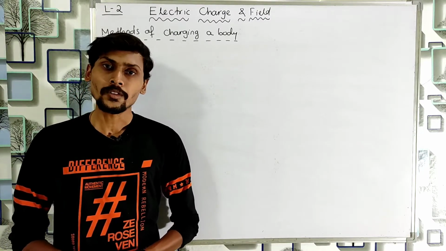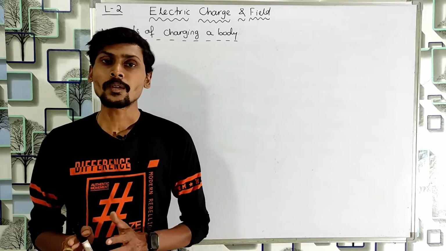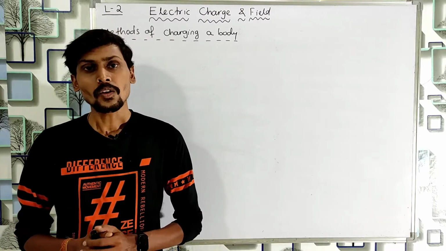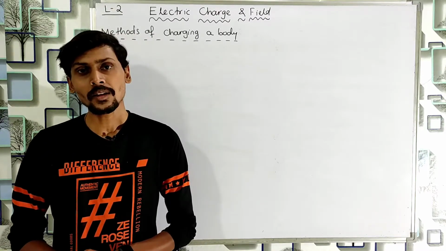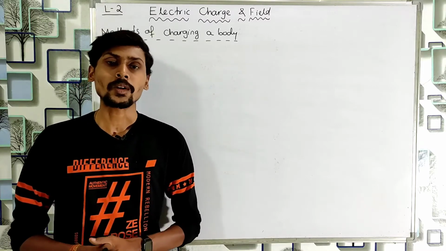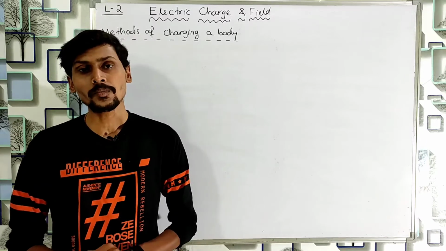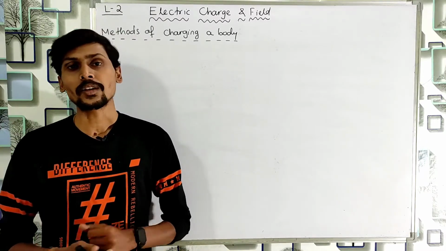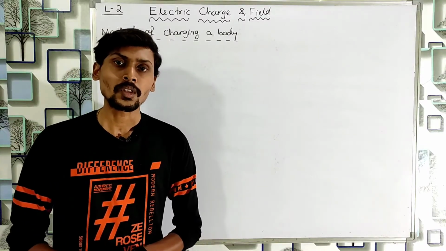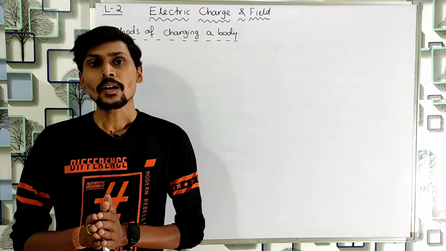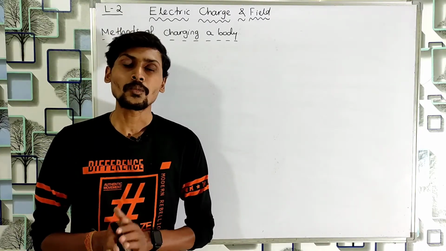So students, in the previous class we had discussed that in a neutral body we have an equal number of positive and negative charges. We know that in an atom protons are the positively charged particles and electrons are the negatively charged particles. Protons and electrons carry equal amounts of charge, but their polarities are different. Protons are positively charged and electrons are negatively charged.